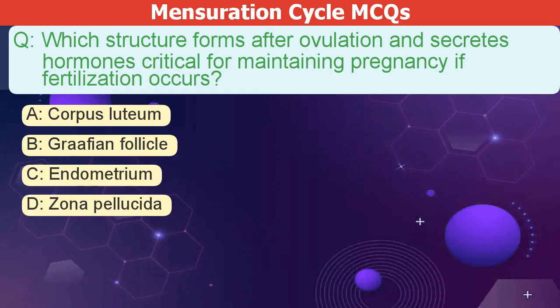Which structure forms after ovulation and secretes hormones critical for maintaining pregnancy if fertilization occurs? A. Corpus luteum. B. Graafian follicle. C. Endometrium. D. Zona pellucida.